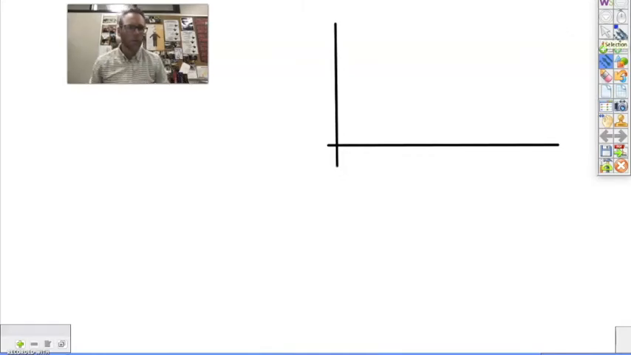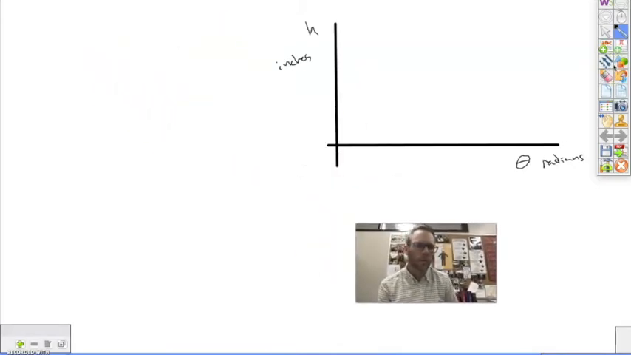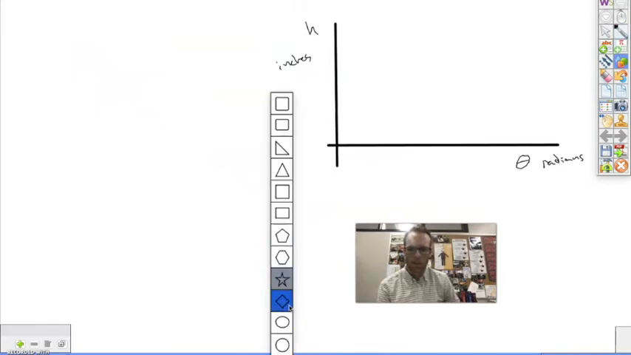For this one, we're labeling the x-axis as theta, and that will be measured in radians. Our y-axis is going to be our height, and we're going to graph that in inches. So I gave you some details, and I'm hoping that you sketched a little bit of the wheel to mark and show what's going on. So let me get some circles out here.